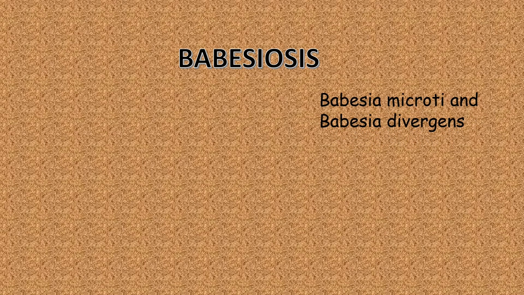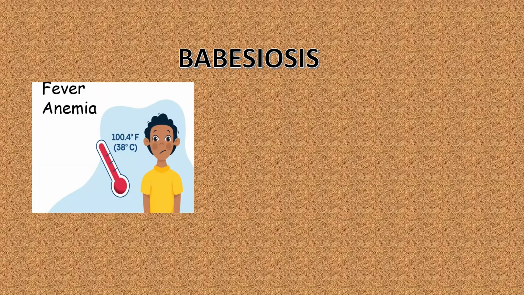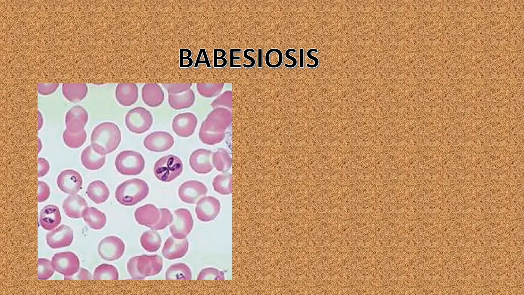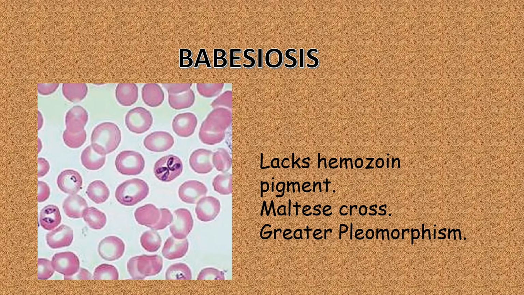Here I want to tell you a little about babesiosis, which is caused due to Babesia microti and divergens, which are malaria-like protozoans. They are transmitted by ticks and their reservoir is the mouse. It also causes fever and anemia, just like malaria. The blood picture also superficially resembles falciparum ring stage. But there are key differences that you can note. Babesia infection lacks the hemozoin pigment and it exhibits greater pleomorphism. You can also note the characteristic Maltese cross here, which is considered to be diagnostic if found.